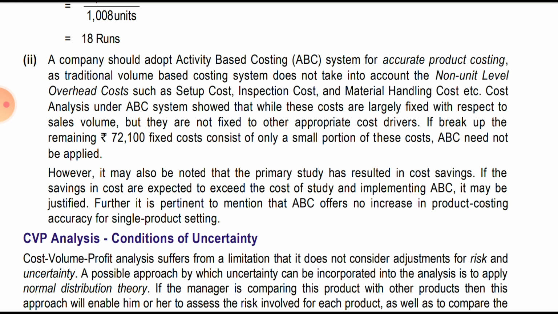However, if the company wants to note that the primary study has resulted in cost saving, that is, if the savings in cost are expected to exceed the cost of the study and implementing ABC, it may be justified. So implementing ABC will be justified when the cost of implementing it is less than the saving which we have generated.